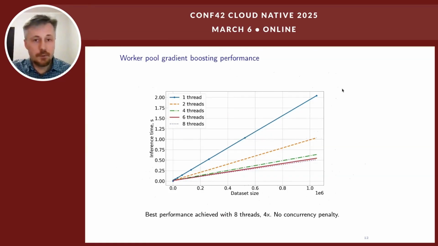These are the results for gradient boosting. Again, we see that when we add additional threads, the performance increases. And the best performance there is when we use 8 threads and we have no concurrency penalty. We have a 4 times performance boost.